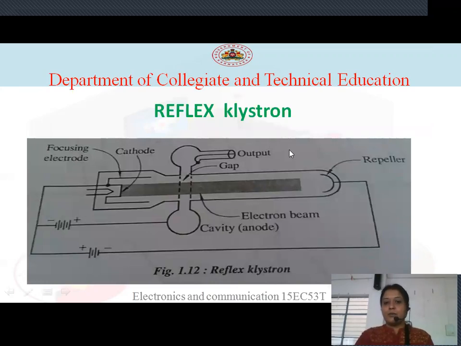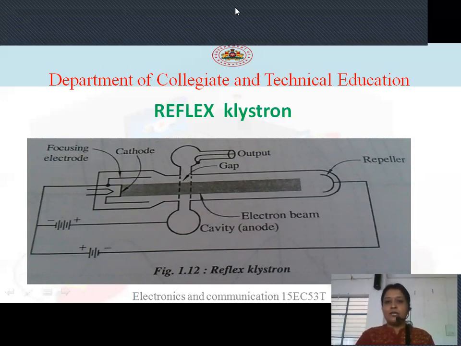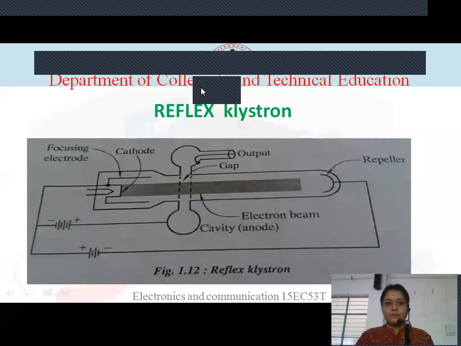Now, the construction diagram. In the previous session, the two-cavity Klystron amplifier, we had two cavities: one is the buncher cavity and the other is the catcher cavity. In the buncher cavity we applied the input, and in the catcher cavity we took the output. But since this is an oscillator, do we have to apply an input? No, because we are not applying any input for amplification. It generates the oscillations by its own. Therefore, it has only one cavity here.